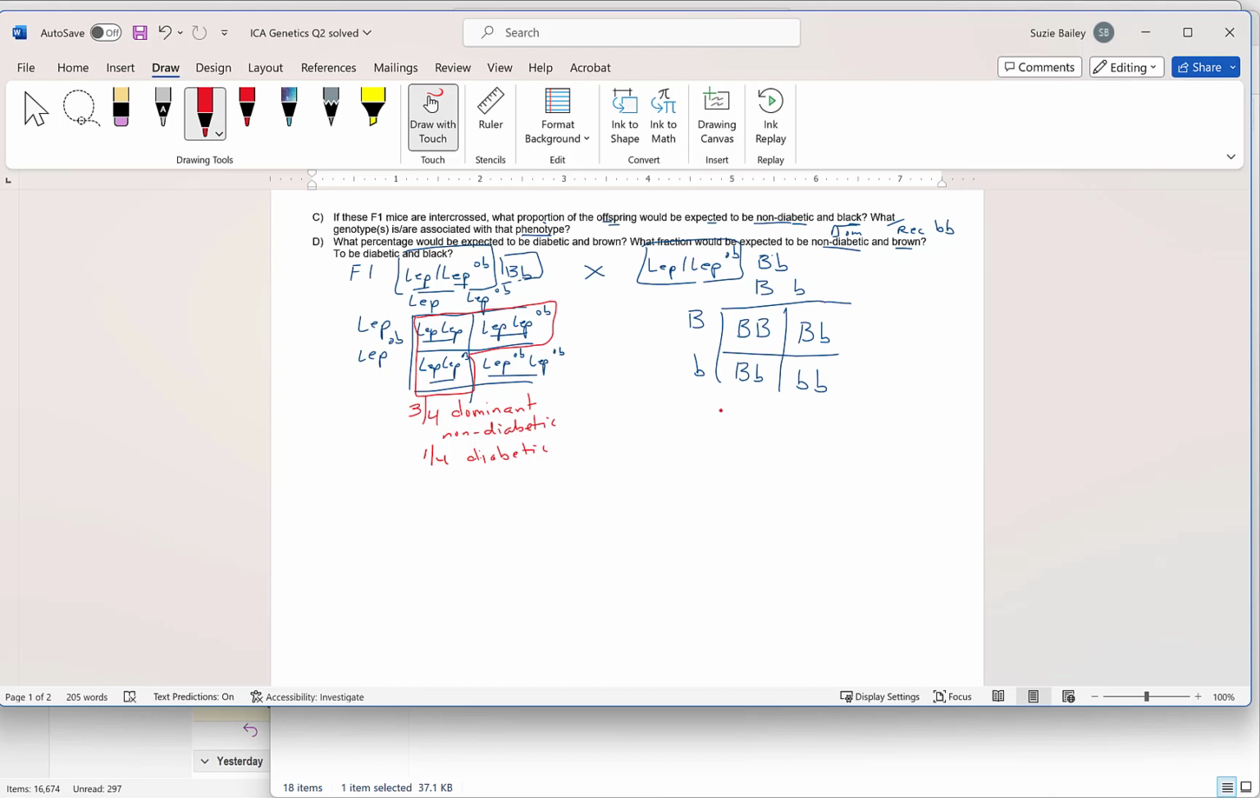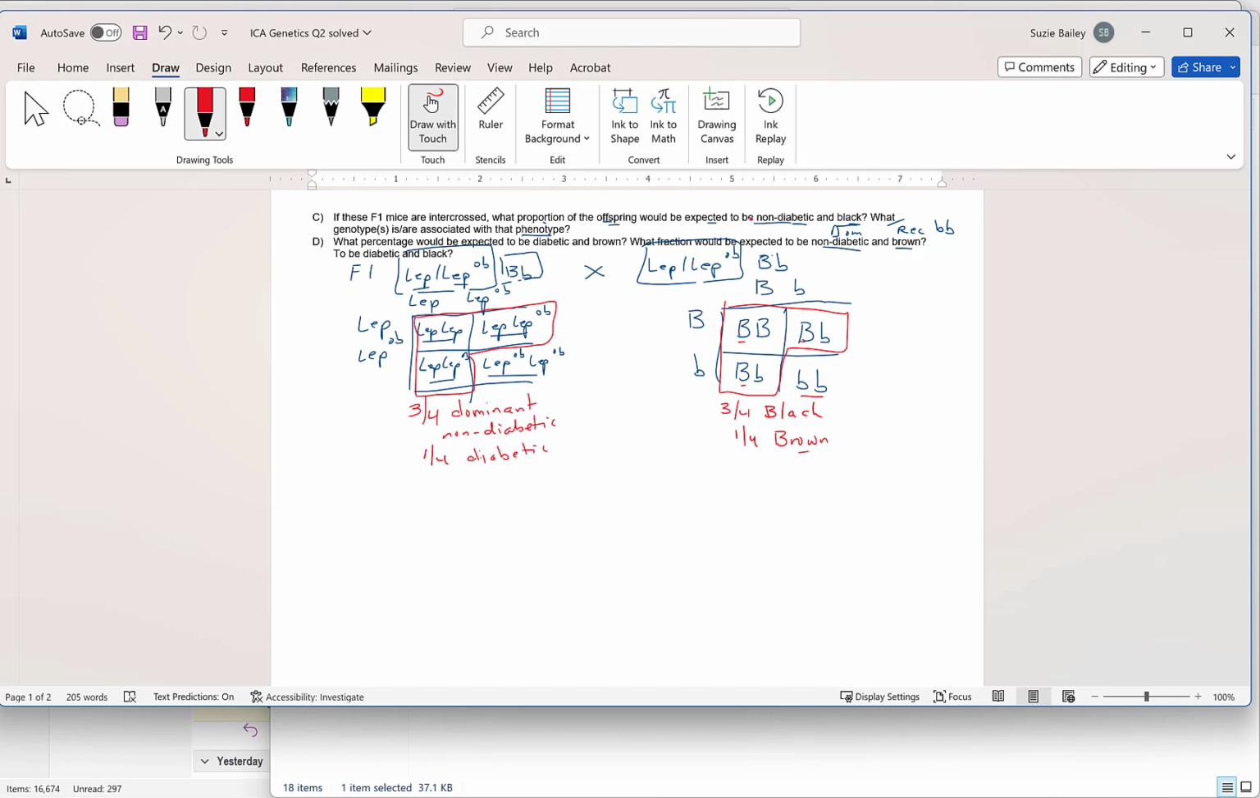Over here at the coat color gene, likewise, we expect 3 out of 4 to have black fur, 1 out of 4 to have that recessive trait of brown fur. So 3 out of 4 having at least one of the dominant allele is going to give black fur, and then only this homozygous recessive genotype giving us brown fur.